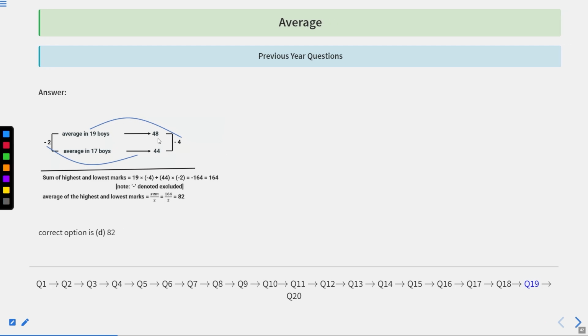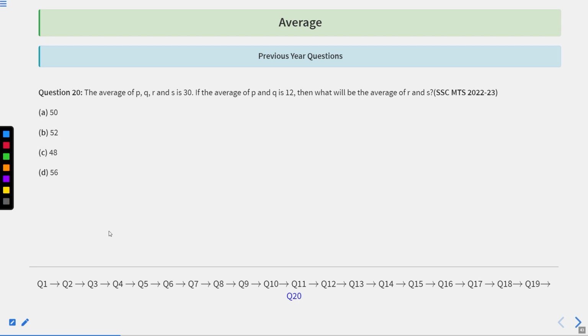So there are 19 boys, their average is 48. After removing 2, that is the highest scorer and the lowest scorer, the average marks is 44. So the deviation is minus 4 here, and the number of removed students is 2. So the sum of highest and lowest marks is going to be 19 times minus 4 plus 44 times minus 2, that is 164. The average of highest and lowest marks will be sum upon 2, because the sum is already computed here. So 164 upon 2, that is 82. The correct option here will be option number D, that is 82.